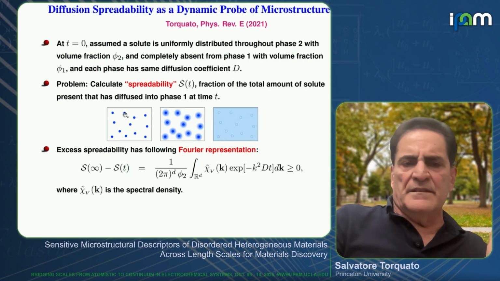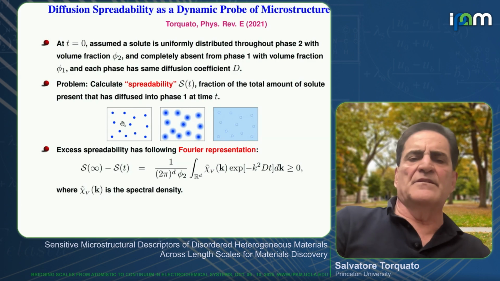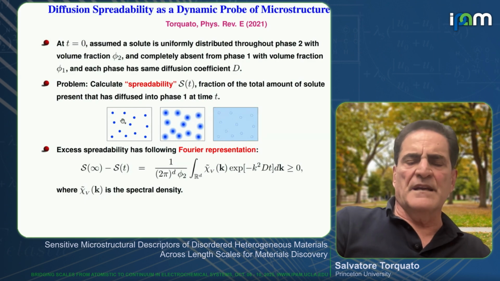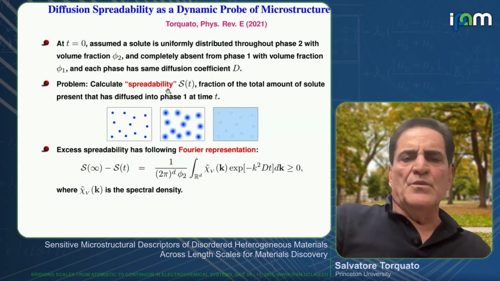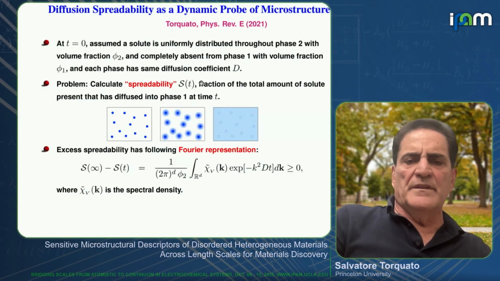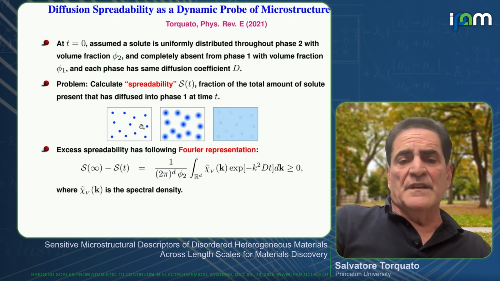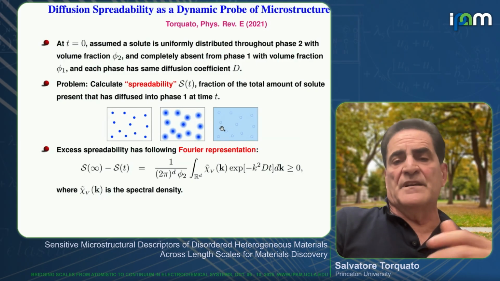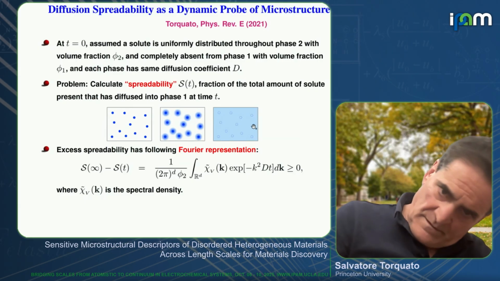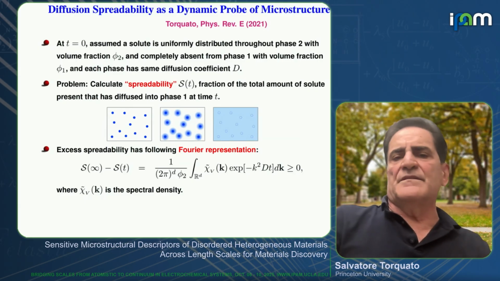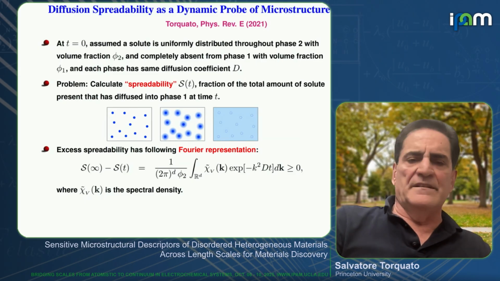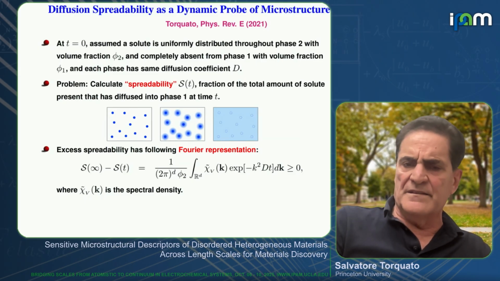Then you release it at that time, and you follow how this quantity diffuses into the other space as a function of time. You want to be able to compute the spreadability, which is the fraction of the total amount of solute present that has diffused into phase one at time t. Of course, at infinite time, all of the blue stuff diffuses, and it uniformly fills space. Now, it looks like this is just a mathematical convenience, but it's more than that, and I'll explain to you.